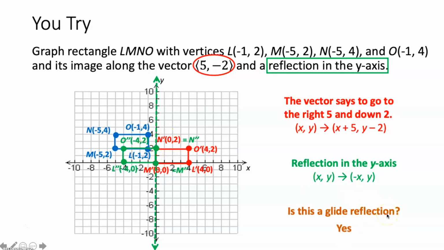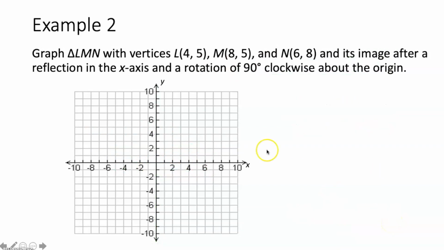So yes, it is a glide reflection. Example 2 says graph triangle LMN with these given vertices and its image after a reflection in the x-axis and a rotation of 90 degrees clockwise about the origin. So we're doing another composition of transformations.